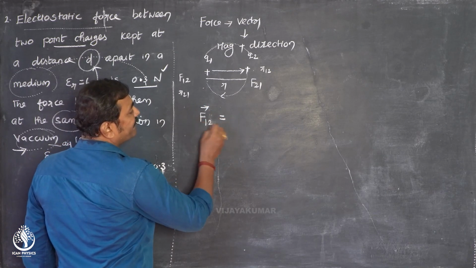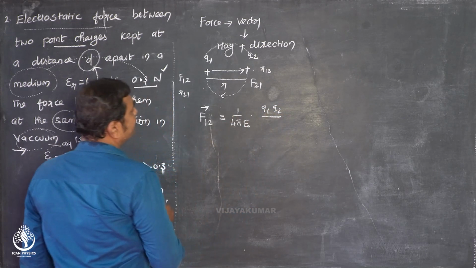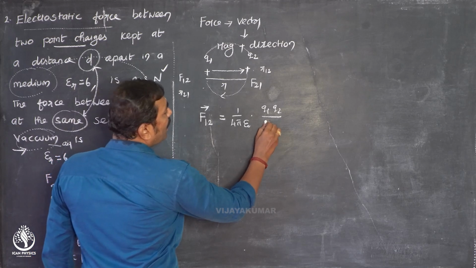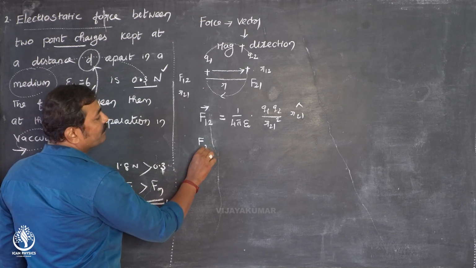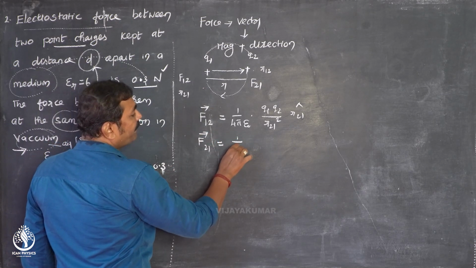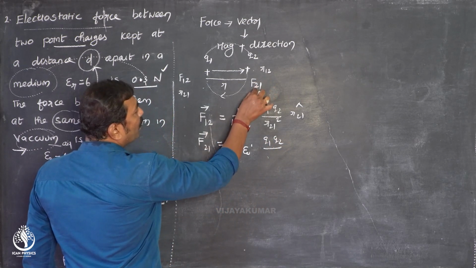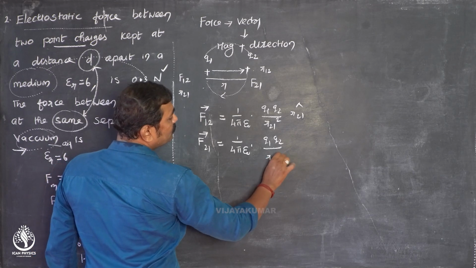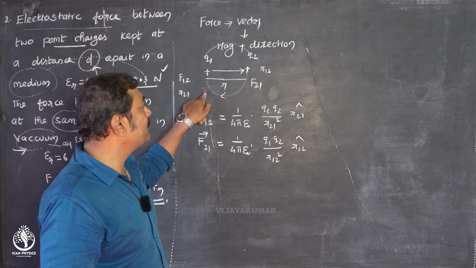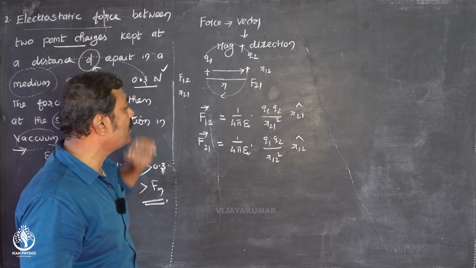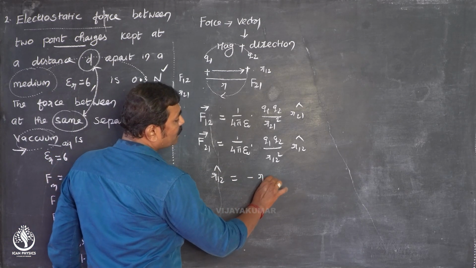So what is the expression for the vector? F12 vector equal to 1 by 4 pi epsilon 0 Q1 Q2 by R21 squared, R21 cap. Or otherwise, F21 equal to 1 by 4 pi epsilon 0 Q1 Q2 by R12 squared, R12 cap. So from here to here or here to there, the distance is R12 or R21. So R12 cap equal to minus R21 cap.